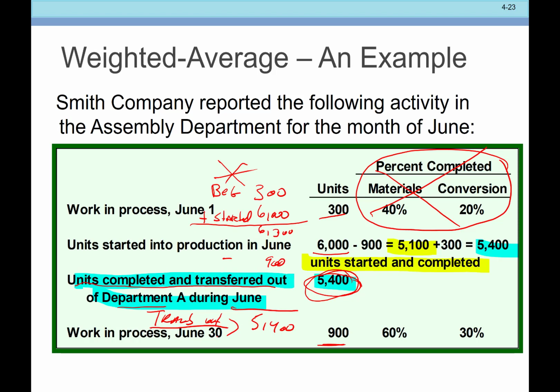So you have what? You have the 5,400. They could just give it to me. You could get it this way. But some problems, one or two, they'll sit there and they'll say to you, well, they started 6,000, and there were 900 in ending inventory, and the work in process was 300. Well, that's going to get you into what? You must have transferred out 5,400. They'll always give you the ending inventory.